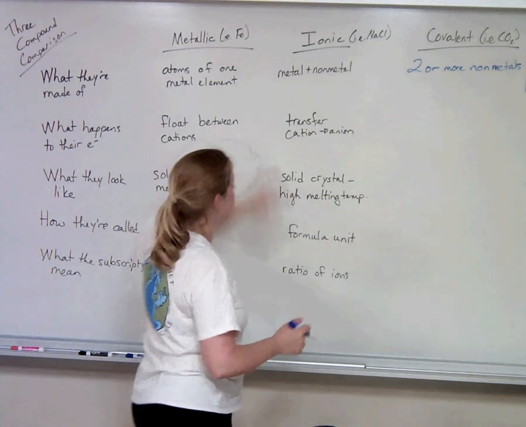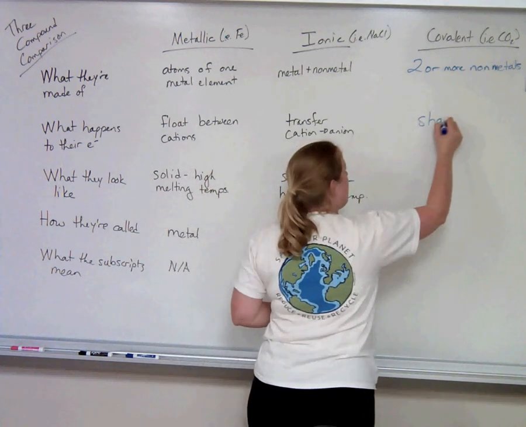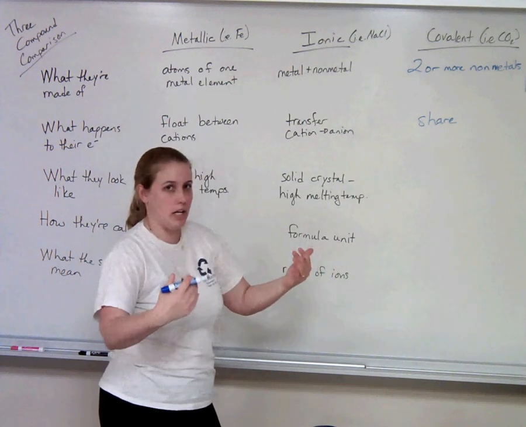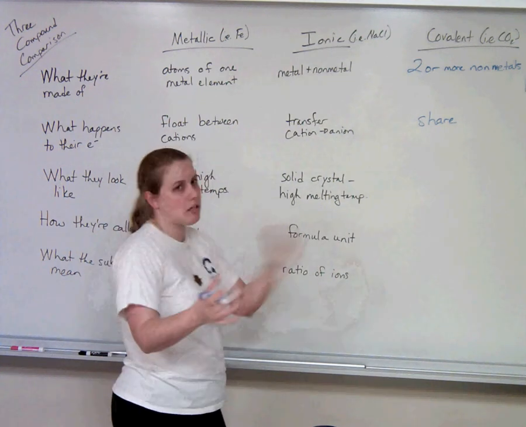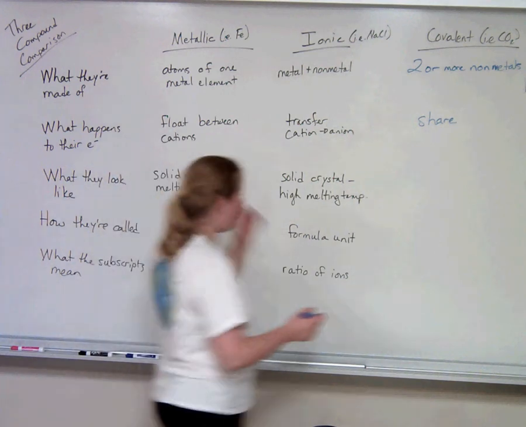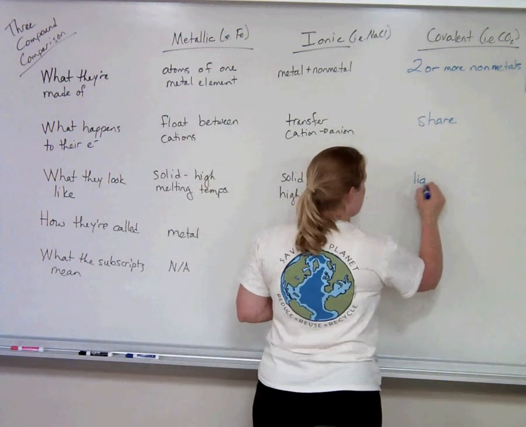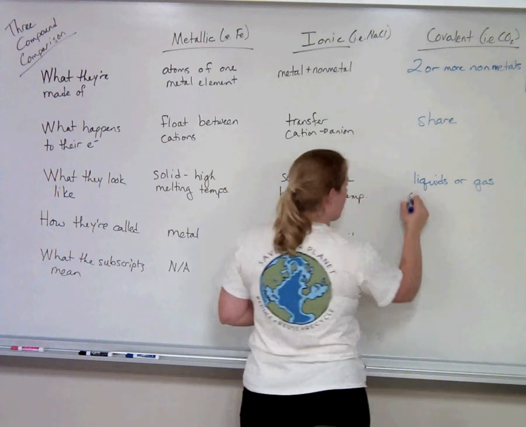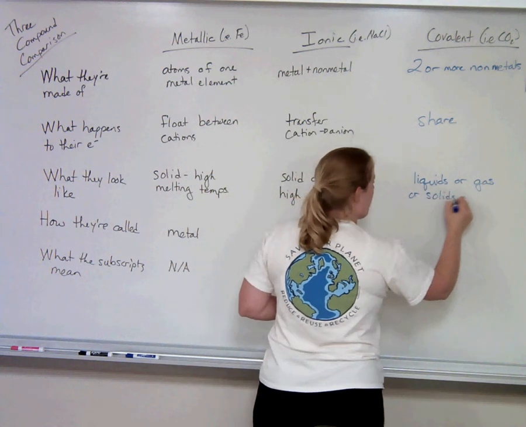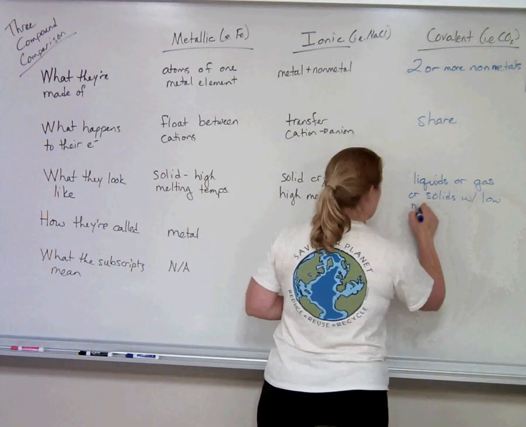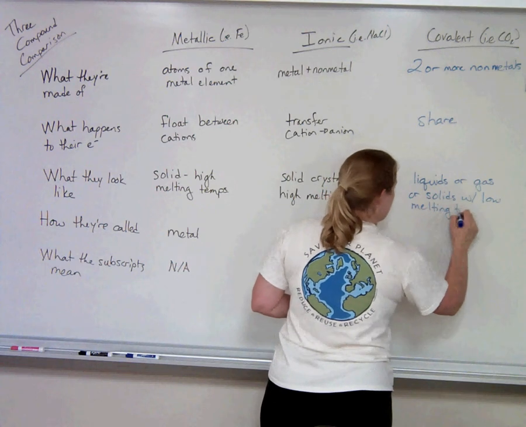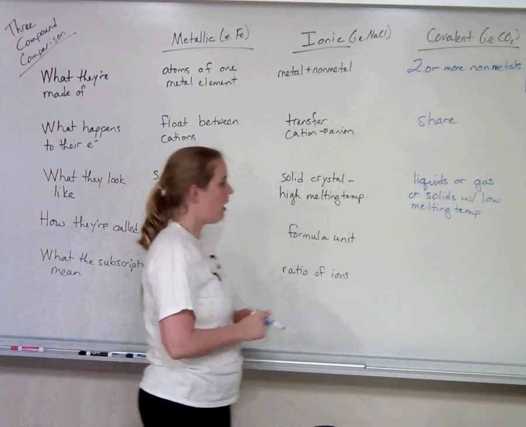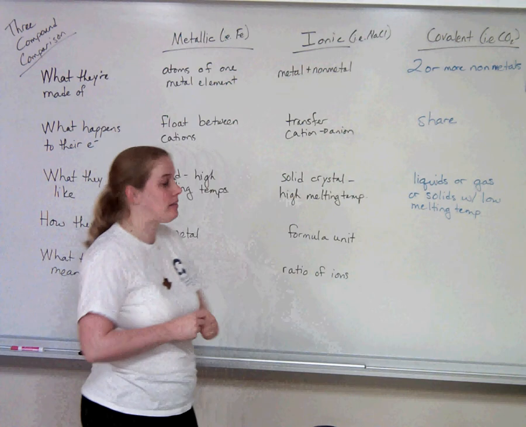The electrons in covalent compounds are shared. Nonmetals primarily make anions. Anions want to take electrons. Well, if this one wants to take and that one wants to take, they can't both take from each other, so they're going to have to share the electrons back and forth. These often are liquids or gases at room temperature, or solids with a low melting temperature. For example, butter. Butter is a covalent compound. It's an organic compound. All organic compounds are covalent, and it melts at a very low temperature, even if it is solid at room temperature.